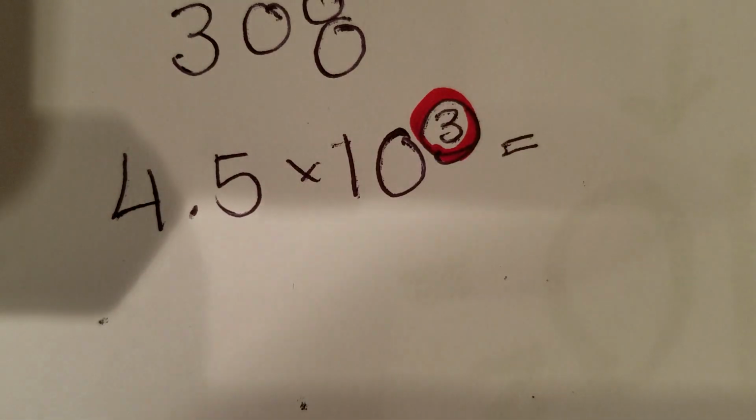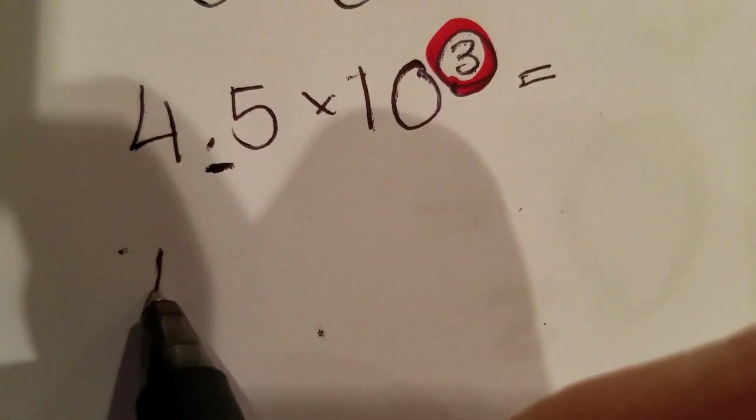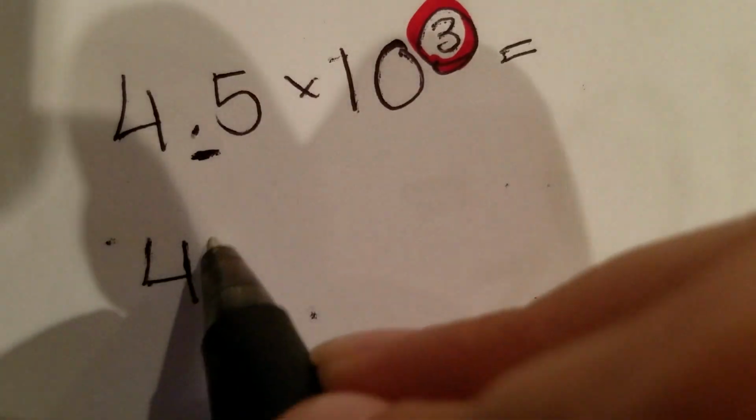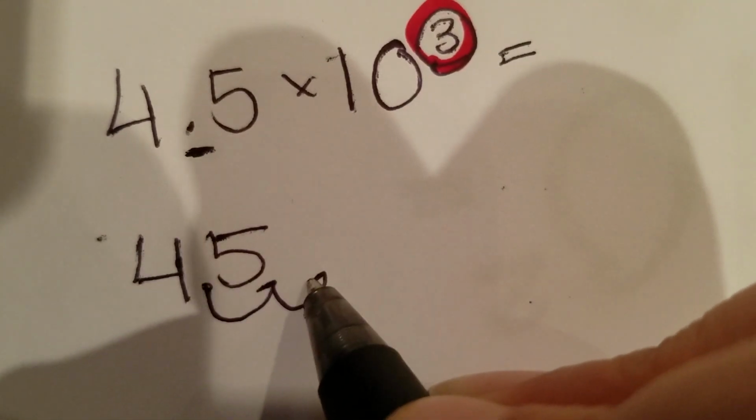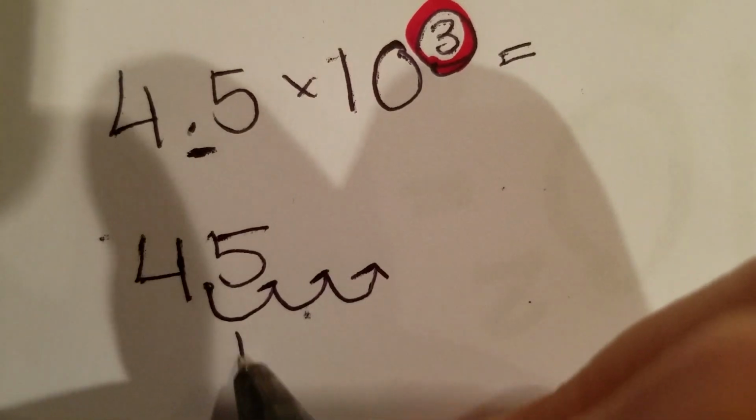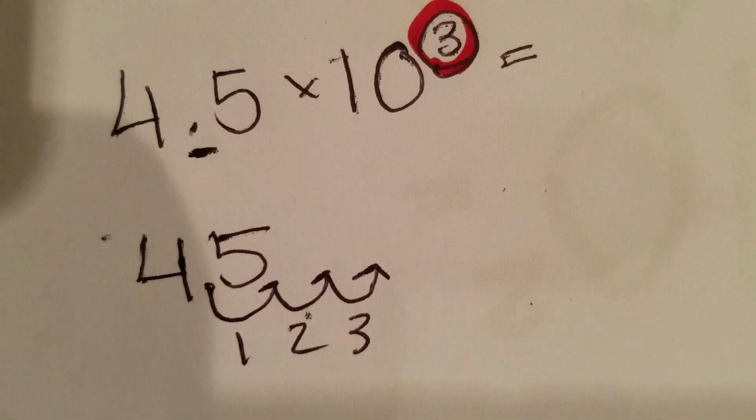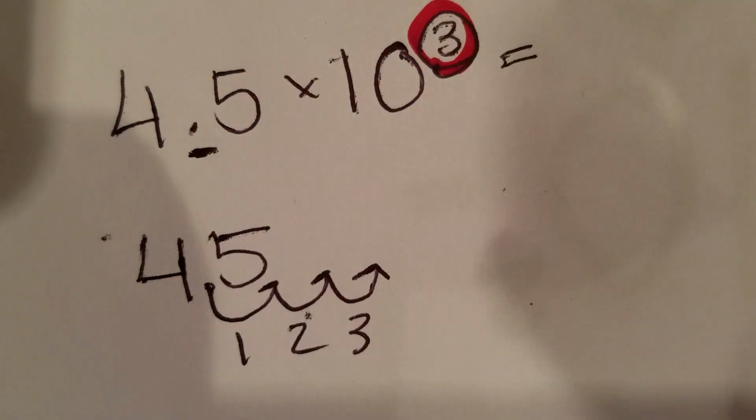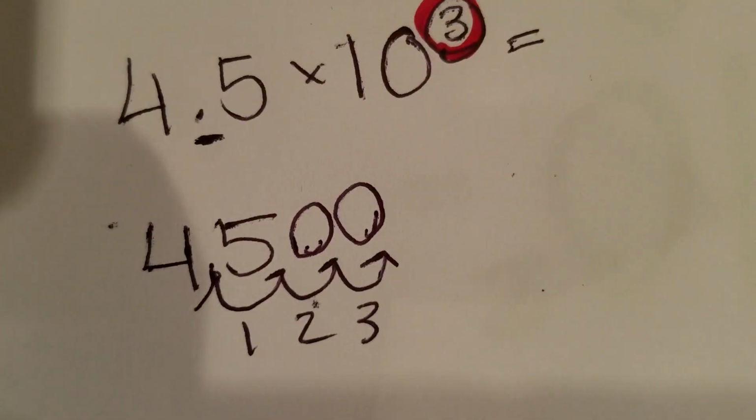So I'll write my number here. And I need to move my decimal point, which was here before, now 1, 2, 3 times. But now I don't have any numbers here. What do I need to do? I need to annex zeros, and I end up with 4,500.